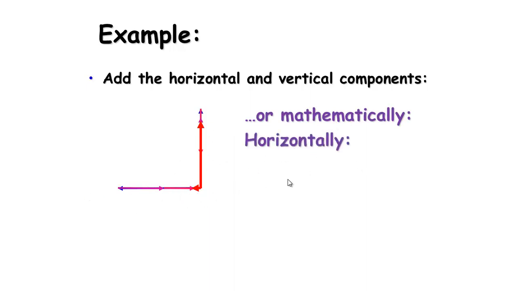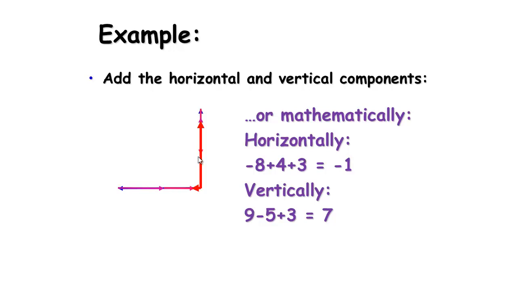So let's look at the horizontal. Say that was 8 units to the left, then we added 4 units right, and another 3 units right, then we've got minus 1 unit, or 1 unit to the left, assuming that right is defined as my positive value, which is generally the case. If I now go vertically, say that first one was 9 high, then I came back by 5 units, then back up 3 units, then I would have a resultant vector of 7 units up. And I can use Pythagoras's theorem to then determine the overall value of my resultant vector.